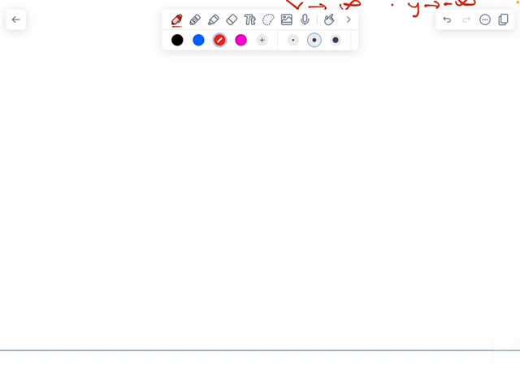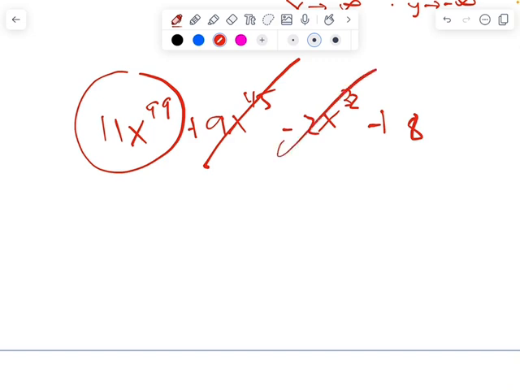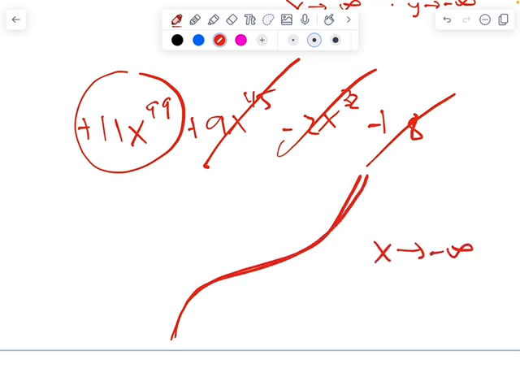Okay, next one. We've got 11x to the 99th plus 9x to the 45th minus 2x to the 32nd plus 8. So what we care about is this one. Forget all the others. Because this is an odd degree, it's going to be looking like this. Because this is positive, this is definitely what we're looking at. And so we're going to say as x approaches negative infinity, y approaches negative infinity. And as x approaches positive infinity, y approaches infinity.